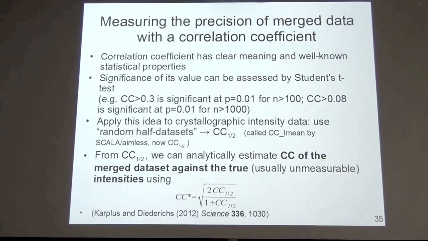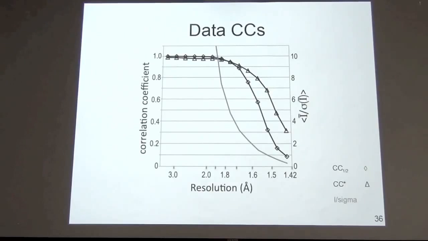So how far away are we from the true data that nobody can measure usually? And this is this simple formula where you can plug in your CC1/2. Okay, let's look at lots of these quantities. The lower one is CC1/2, which goes to, let's say, below 10% at the high resolution edge, and CC star, which is 30% at the high resolution. But already at 1.5, it's on the order of 50%.